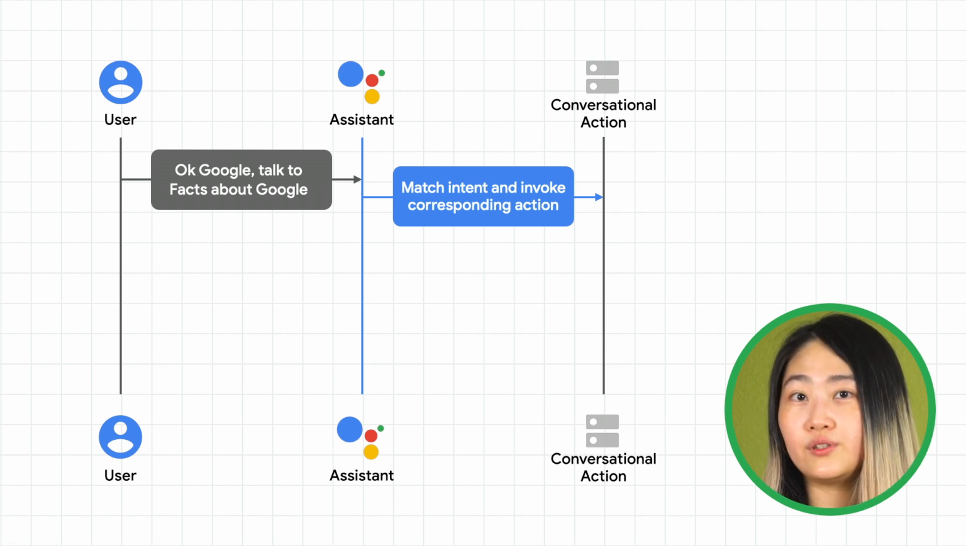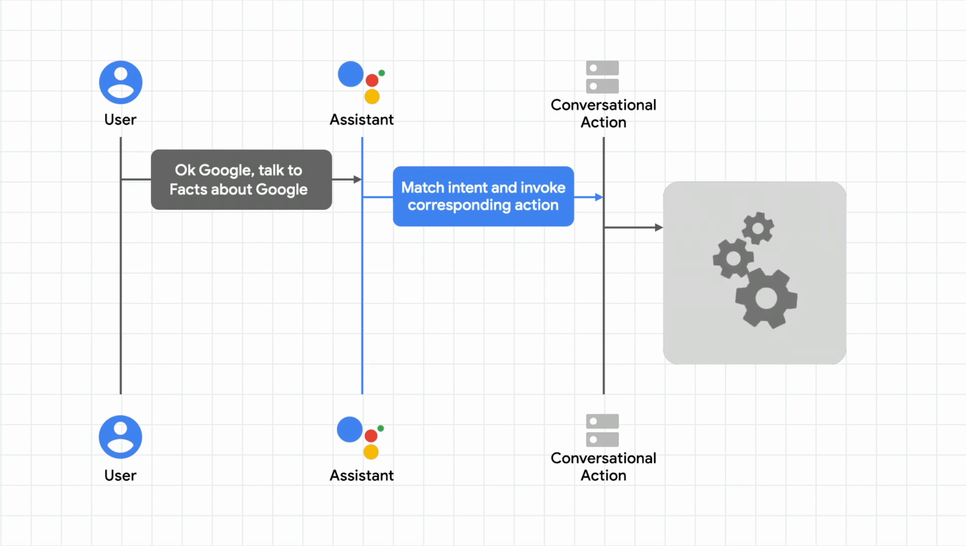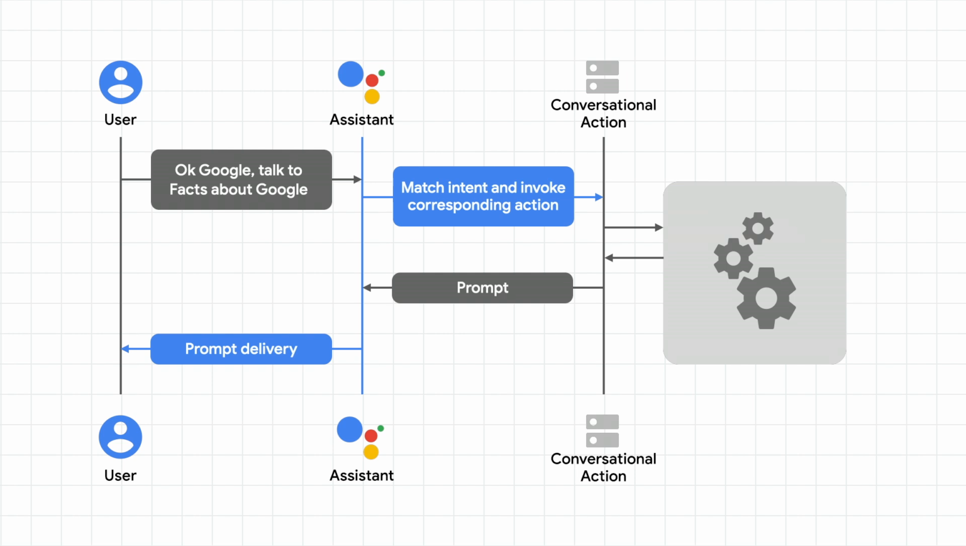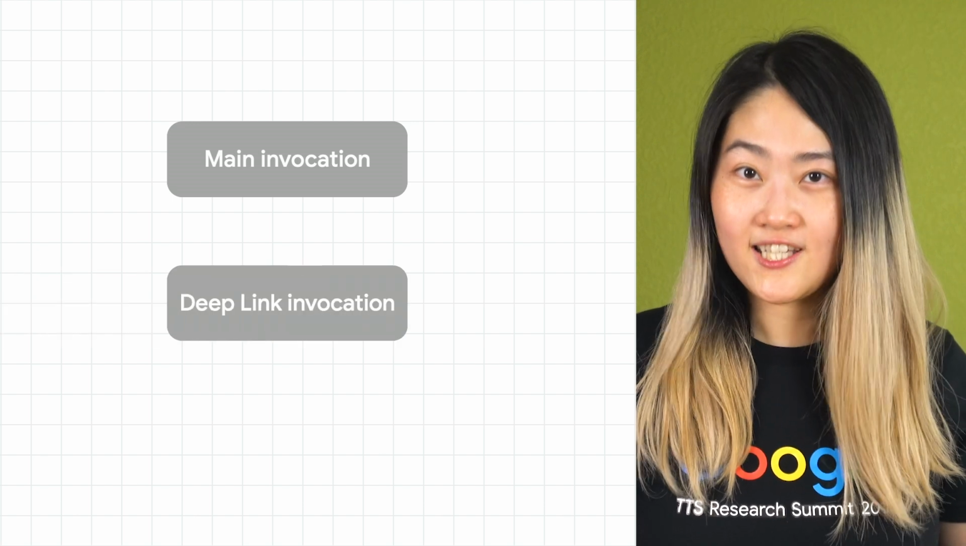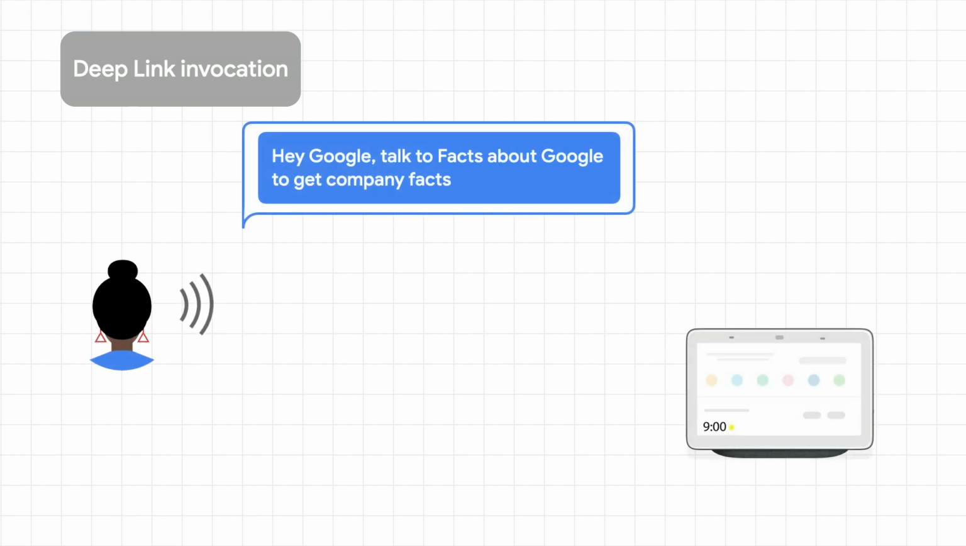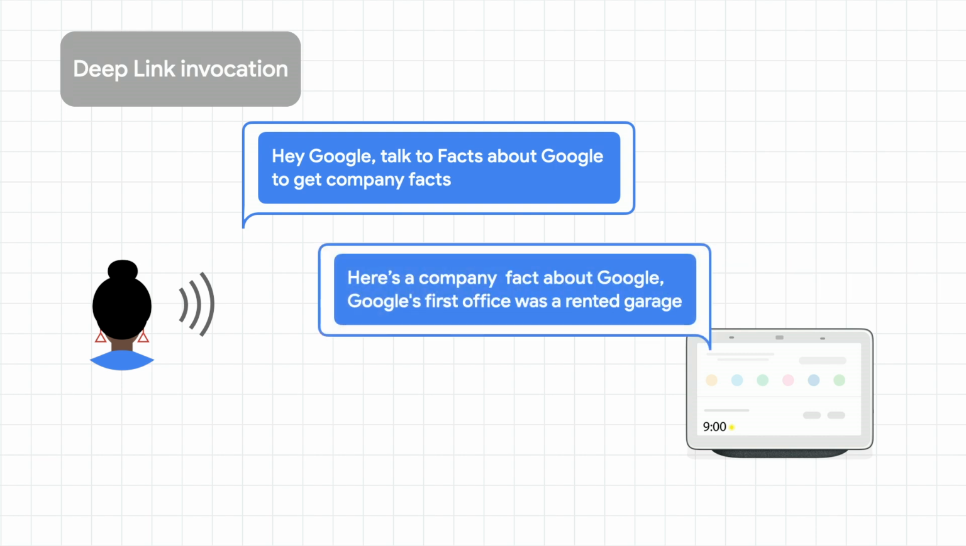Here's the flow when an action is invoked using the main invocation, and the assistant processes the user's request through natural language understanding. Then the action needs to generate a prompt and send that to the assistant. Typically, this is a greeting or informational prompt that guides the user on how to converse with the action. Every actions project has a main invocation, but you can also define additional deep link invocations. These invocations let users begin conversations in different ways and go straight to different functionalities of an action.